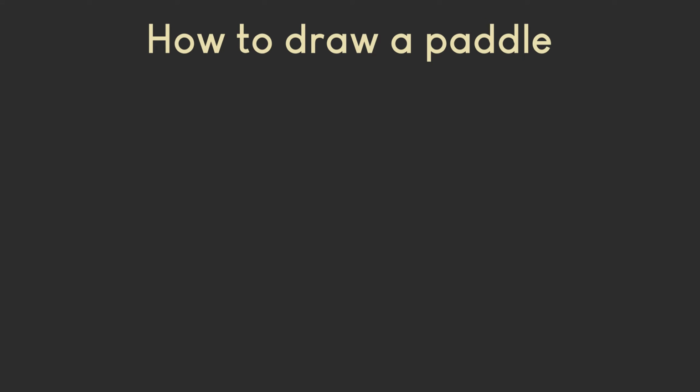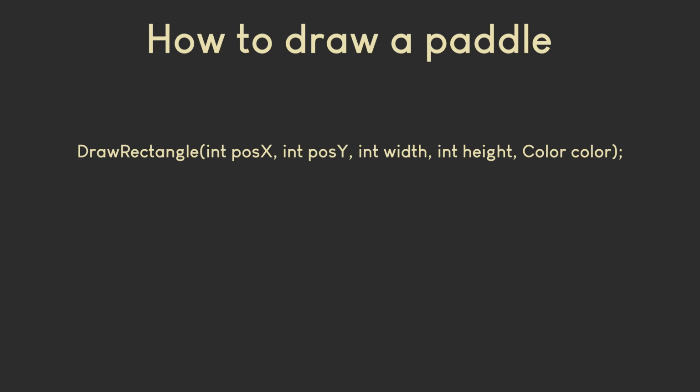Since the paddles have a rectangular shape, we are going to use the drawRectangle function. Again, this function requires the x and y positions where the rectangle is going to be drawn, a width and a height, and a color. There is a minor difference though. The rectangle is drawn from its top left corner.